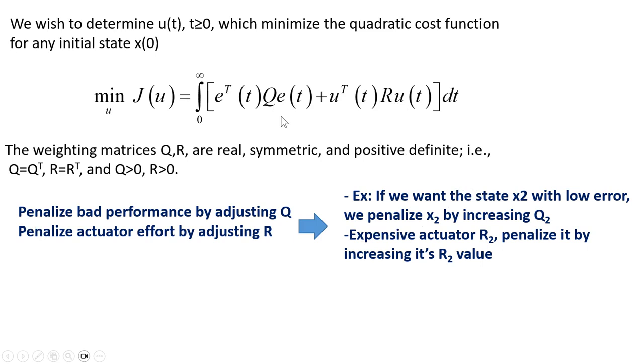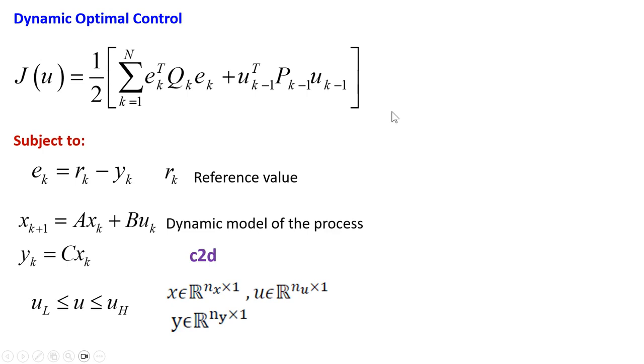Now, to calculate the process output, we need to simulate the dynamic model of the process. Thus, our constraints will be defined by the model of the process. Let us use a linear model of the process. So our constraints will also include this, where this is the dynamic model of the process. Other constraints can be the bounds on the decision variable.